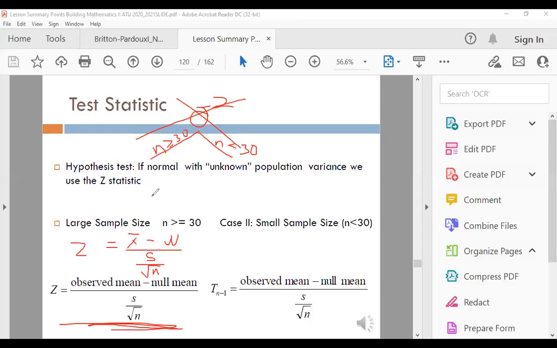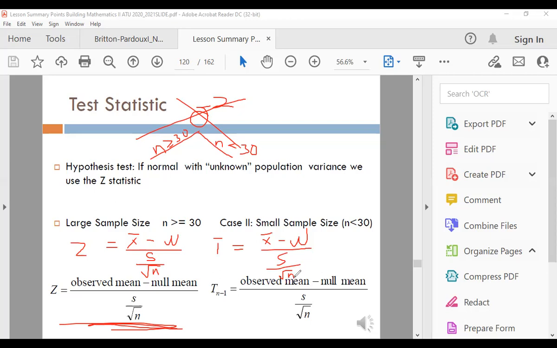The only difference here is the change of the statistic for the standard deviation. Instead of sigma, we have S, which is the sample standard deviation. Then when the sample size is small, you are also going to use the T statistic. The T statistic has the same formula: X bar minus mu over S divided by the square root of N. So one will ask, what is the difference between the two then?